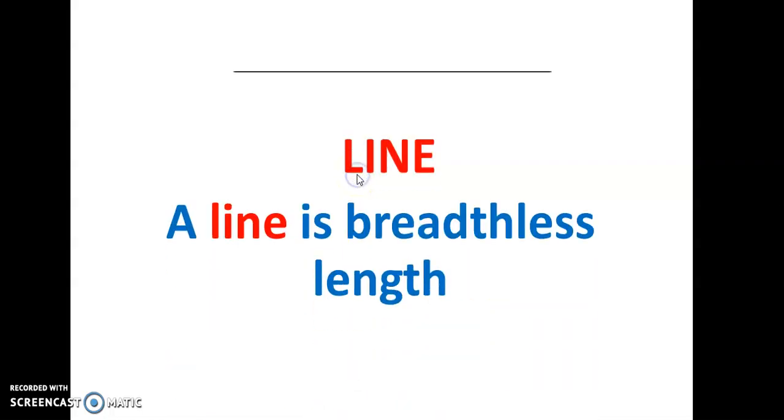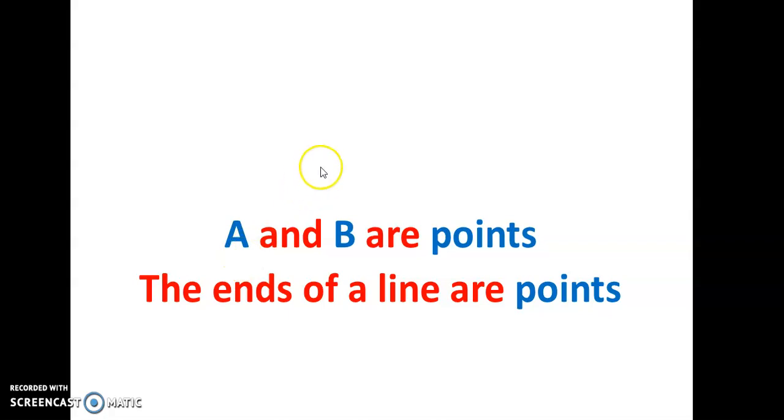In the next, he defined, yes, this is a line. He defined line: a line is breadthless length. Yes, a line is breadthless because a line has no thickness, isn't it? So it is a breadthless length. In his third definition, he derived points. Yes, here you are observing 2 points at the end of a line AB. The points are A and B. So he called the ends of a line points.